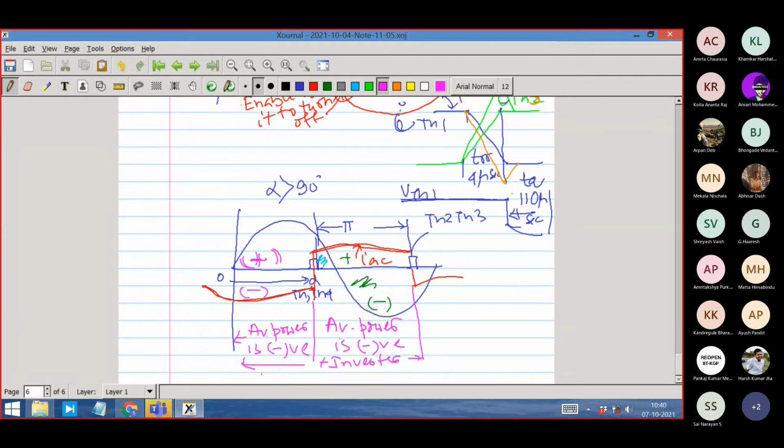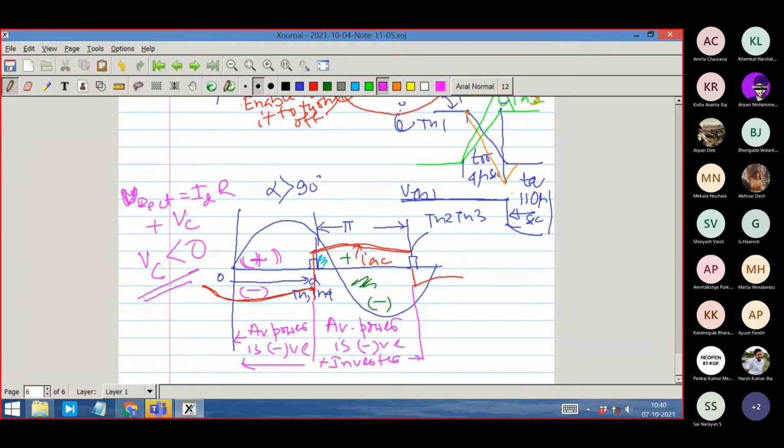If the average voltage is negative as dictated by the firing angle, what is it implying? How is it balanced? How does it have to be satisfied in Kirchhoff's law? It should be satisfied by what? Vc should be negative now, because otherwise it doesn't satisfy. The equation still remains in a generic way, V rect is equal to ID into R plus Vc.